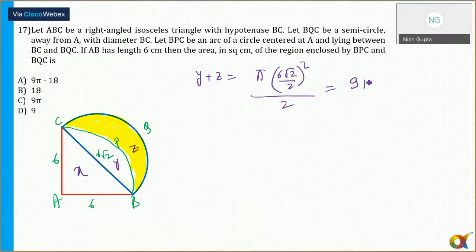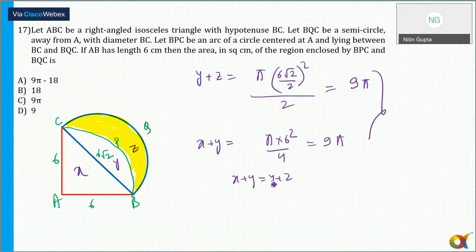Perfect. Now, similarly, we can find X plus Y, which is a quarter circle. X plus Y is the quarter circle. So that is equal to pi into 6 square by 4, that is also equal to 9 pi. So these two are equal, which means X is equal to Y plus Z. They are equal to 9 pi, both of them. So I need to find out area Z, which is equal to X.